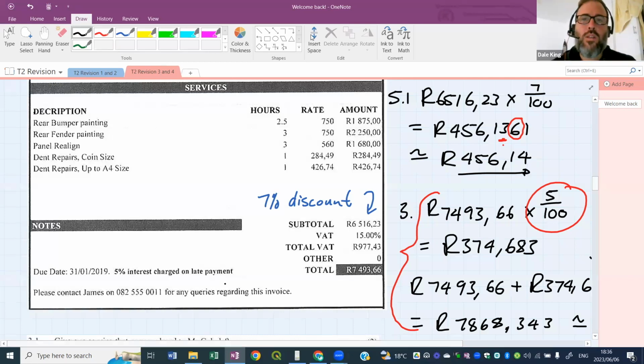Pete, thank you so much. That was brilliant. Thank you, sir. All right, there we go. So that is 7%. So this is what the discount would be. The owner of the company is saying, if you had paid before the due date, you would have got this kind of discount. This is how much your discount would be.